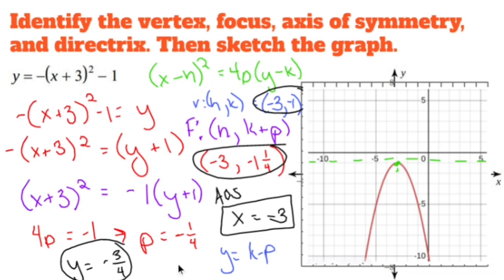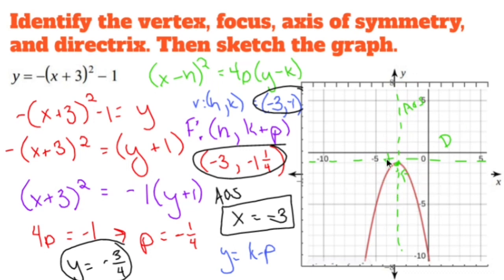Okay, so we can kind of see everything falling into place. My axis of symmetry is x equals negative 3. So there's my vertical line that goes through negative 3. So we can see everything there: directrix, axis of symmetry, focus right there, vertex right there. So everything lives where it should be.